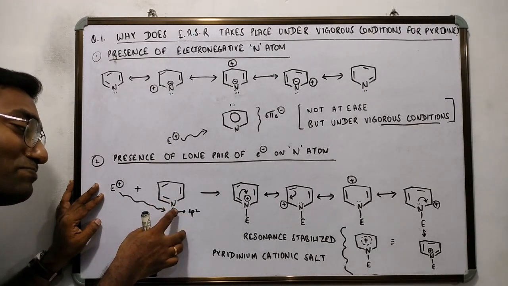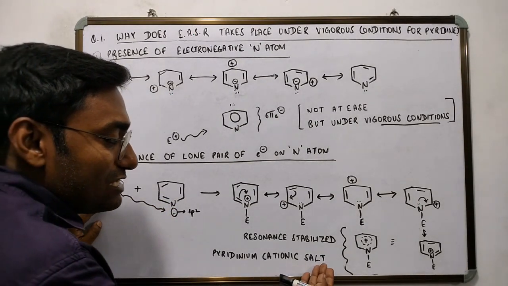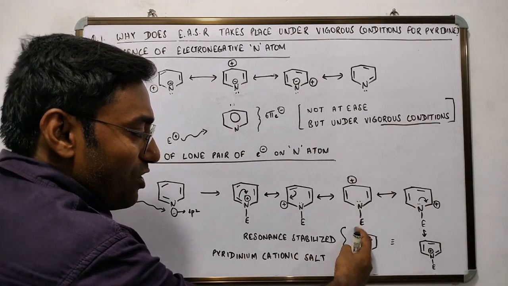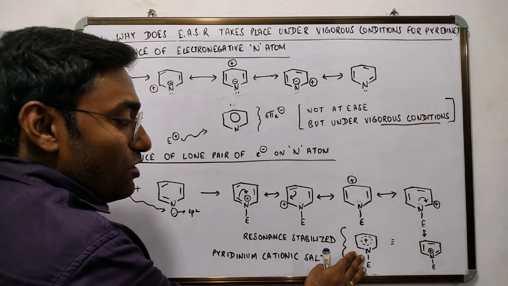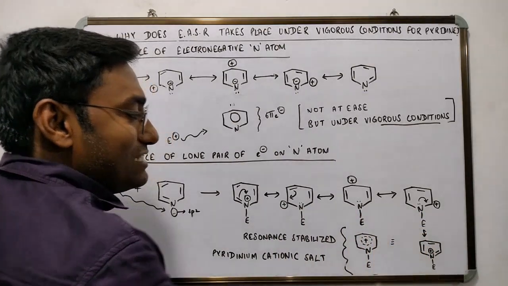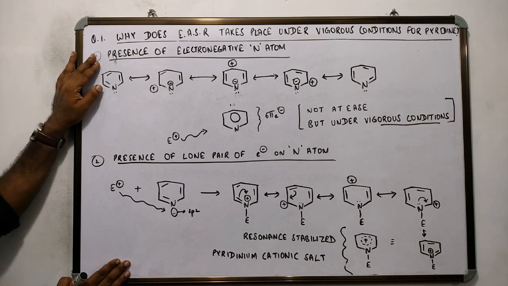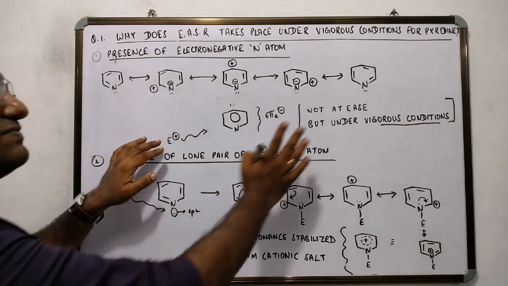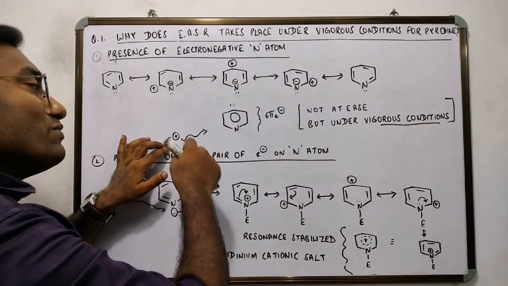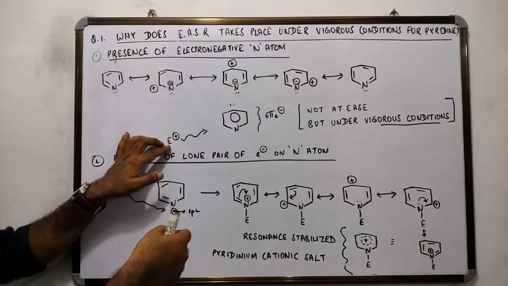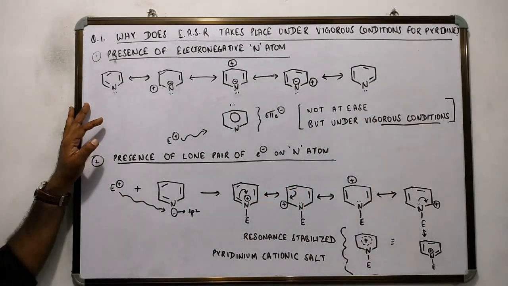It attacks the localized pair of electrons, resulting in the formation of a pyridinium cationic salt. The formation of pyridinium cationic salt is favored because the salt is stabilized by resonance. It is the cumulative effect of these two reasons that brings down the reactivity of the pyridine ring towards an electrophile. However, electrophilic substitution reaction is still possible in the pyridine ring under vigorous conditions.